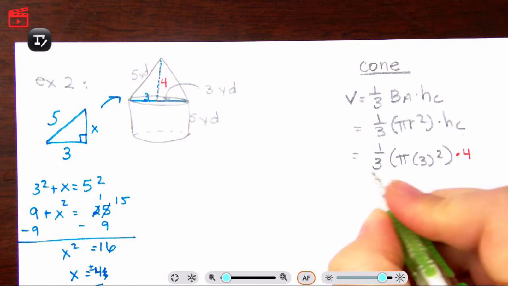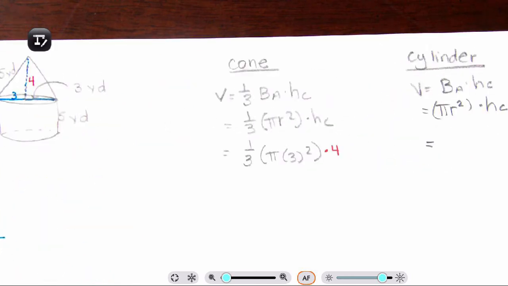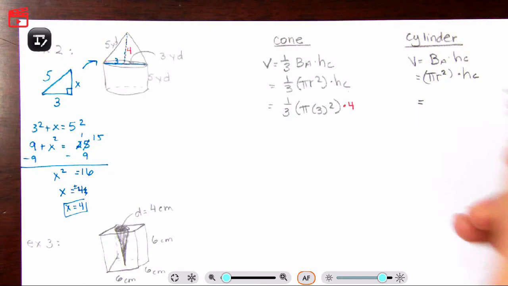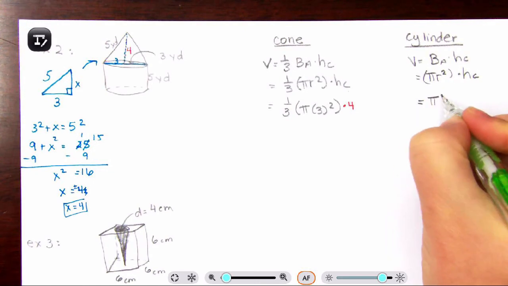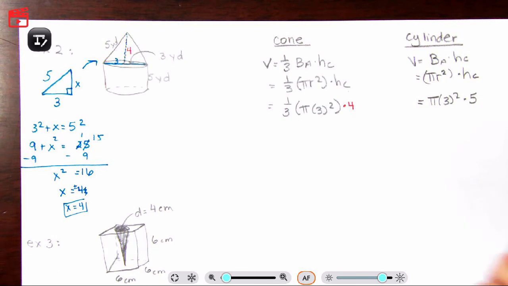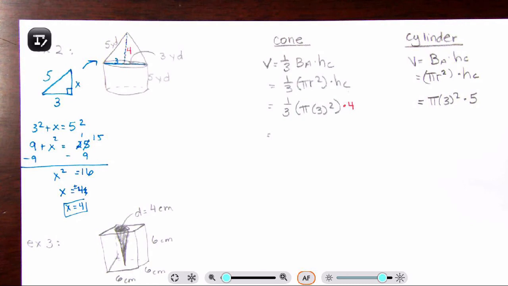All right, so we have all the information there. Let's continue to the cylinder. I'm going to zoom back out here. All right, pi, r, we said that was 3. Height of the cylinder is 5. Taking out my calculator. 3 squared is 9. 9 times 4 is 36. 36 times pi times our 1/3.